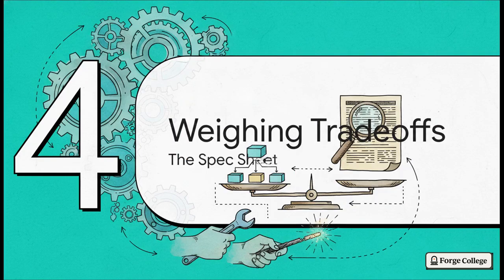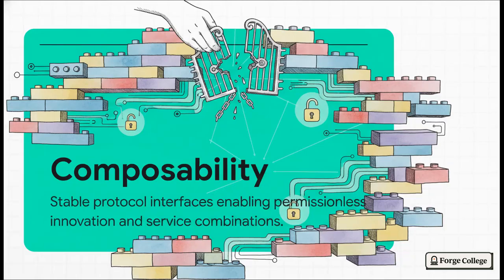Which brings us to Section 4, weighing the trade-offs, the spec sheet. Listen, it is absolutely vital to treat decentralization strictly as an engineering trade-off. It is not a magic wand that just effortlessly fixes everything.